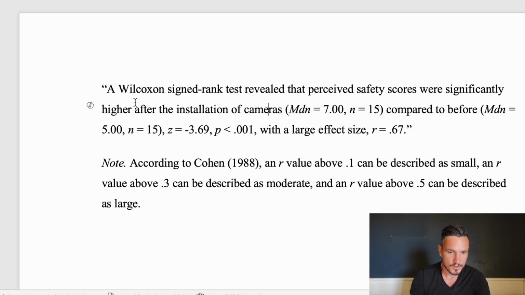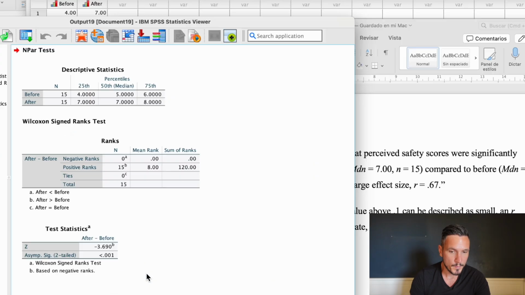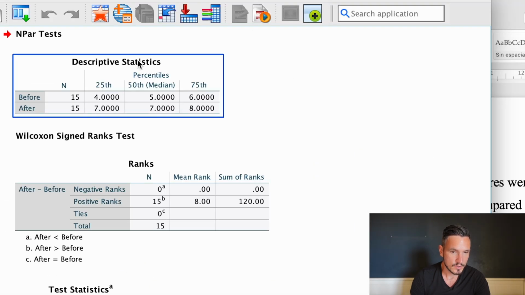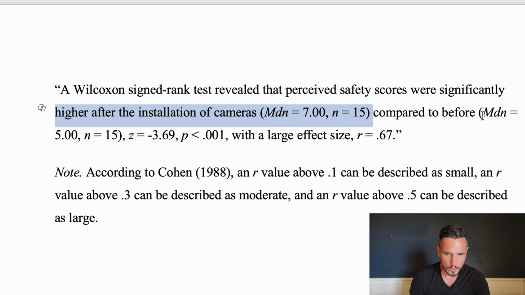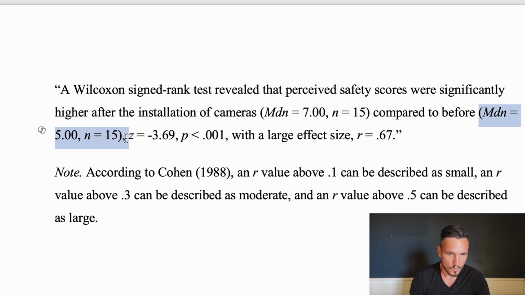So this refers to after the installation of cameras, and we have a median of 7, and as we saw before, that median is coming from this descriptive statistics table and this Percentiles 50th column, where we have a median value of 7 in the after row. And we can see that we have an n number here of 15. Then I've just reported the same values for the before time point. And then I get on to reporting these results here.